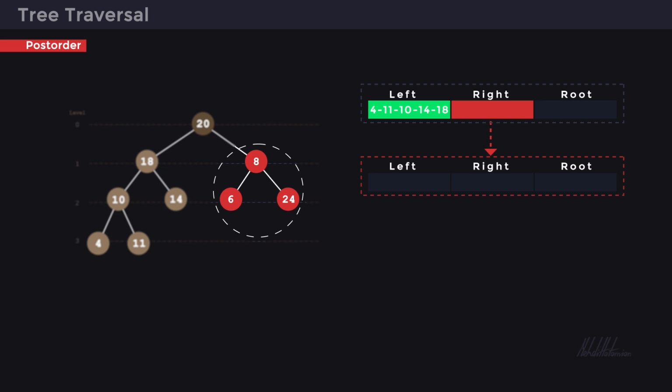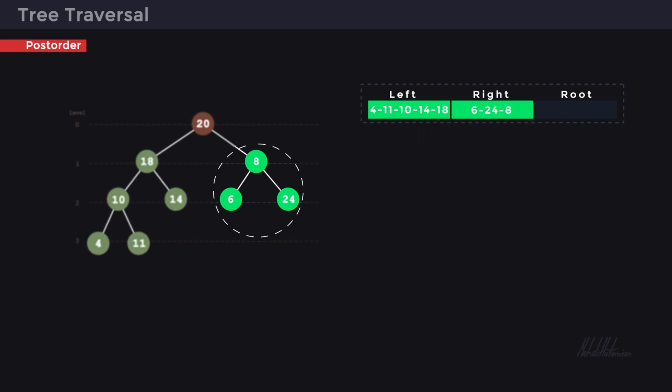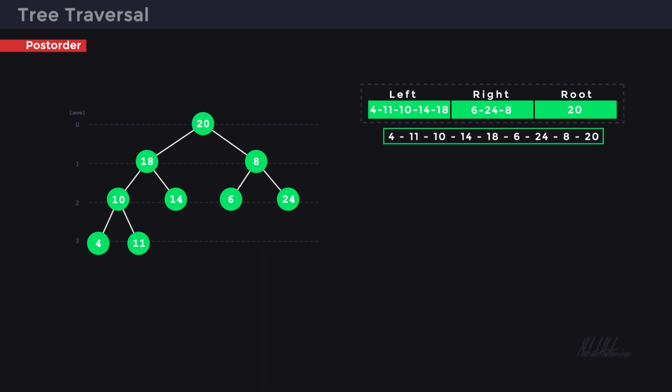Start by visiting 6 and put it into the left position of the list. Then add 24 to the right position of the list and 8 as the root. Place all these values into the right position of the very first stage we were processing. And finally, we add the last node, which is 20. That's it. We've completed the post-order traversal, and the tree has been fully visited.